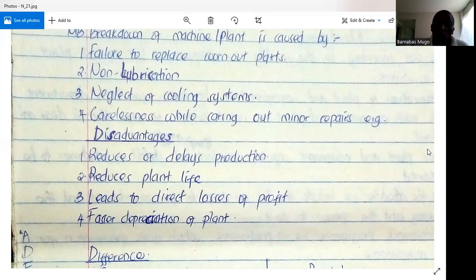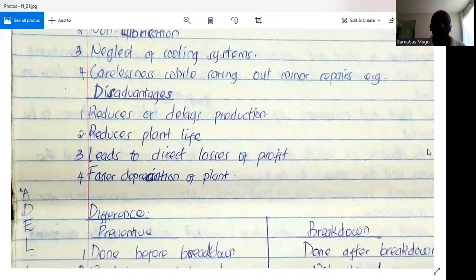Breakdown maintenance also leads to direct loss of profit because there is low or delayed production. Also, there is fast depreciation of the plant. The machine or the plant is depreciating at a higher rate than when you would have used preventive maintenance.